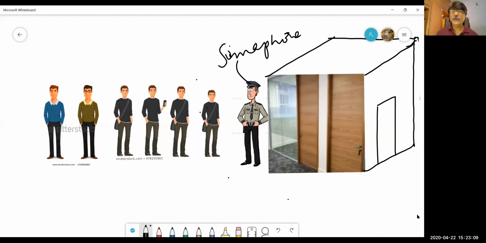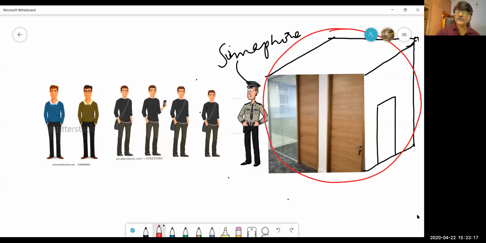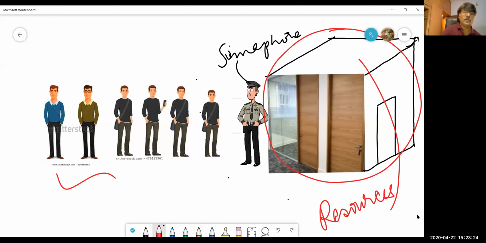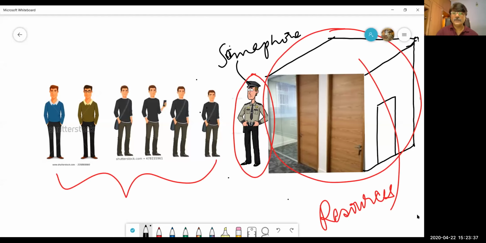So I am assuming this building is an office, and this office has got resources in it. There are a set of persons who want to use the resources. And this security guard, I am considering him as a semaphore. The task of this semaphore is that it will allow only one person entry in the office. So let us see how it happens.